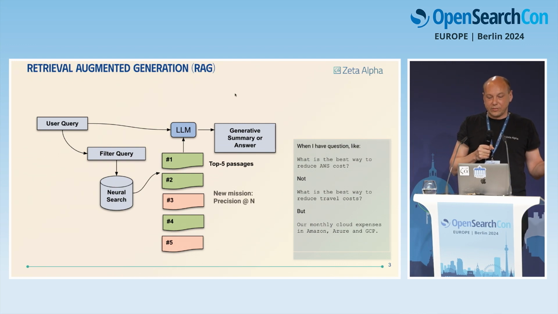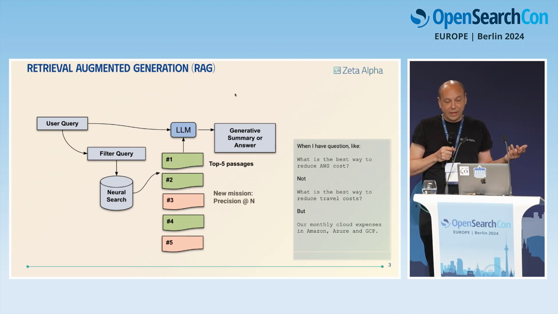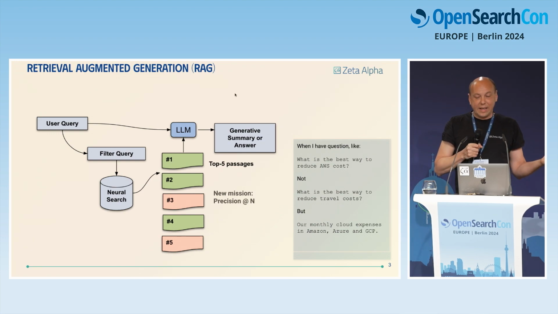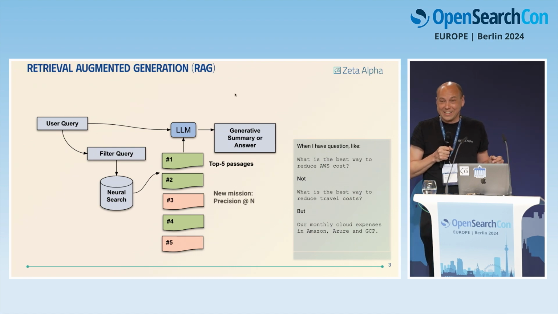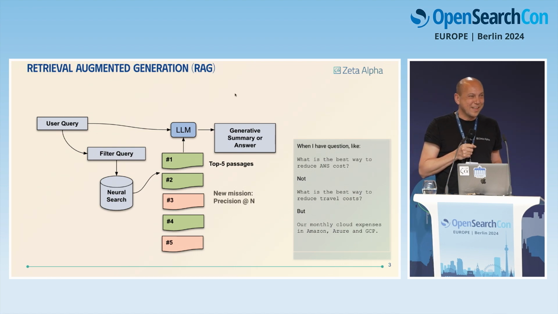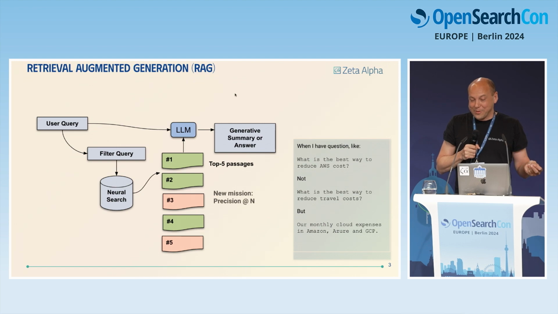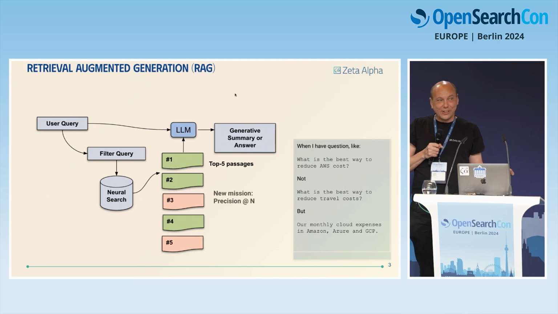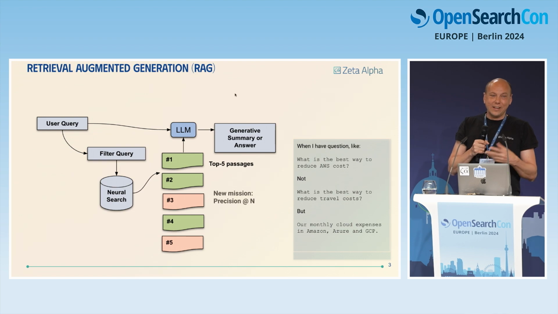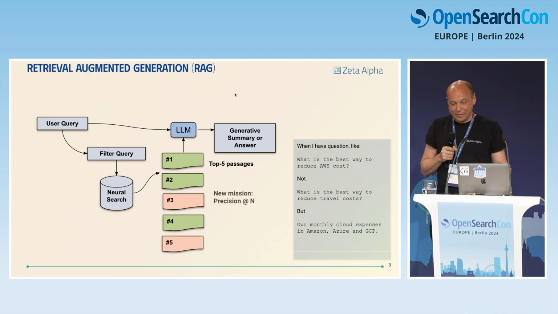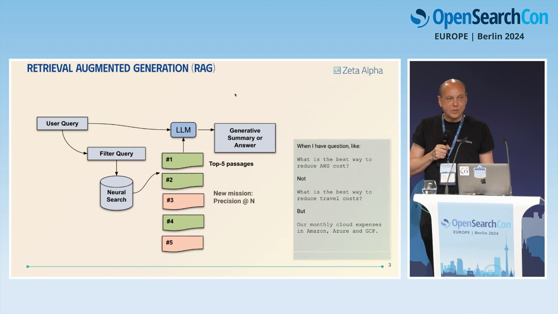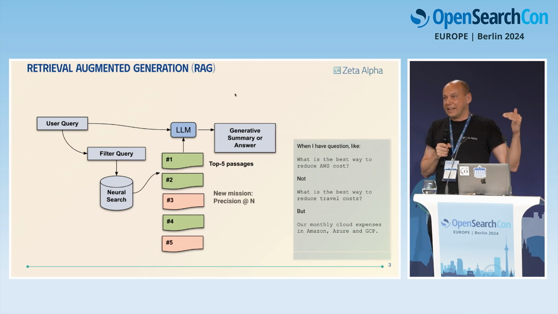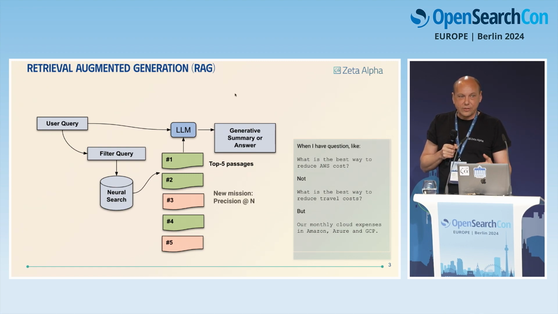because if you're going to throw a question at the search engine, you don't want to find a similar question like, what is the best way to reduce my AWS costs? Sorry, guys, that is a relevant question in many companies. You don't want to find what is the best way to reduce travel costs, but you want to find something like, here's a report about our monthly spend on cloud. And for that, precision at 5 or precision at 10 is a super important metric, because those passages or documents will be templated into the prompt.